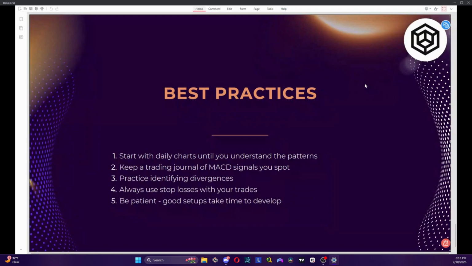Practice identifying divergences. We cannot stress this enough. Trading divergences are some of the most lucrative trades that you'll ever take. And MACD, similar to RSI, helps you identify these divergences. Most importantly, always use stop losses with your trades. Always. Remember, no matter what indicator you're using, you need to have a game plan. You need to have a take profit, and you need to have a stop loss.